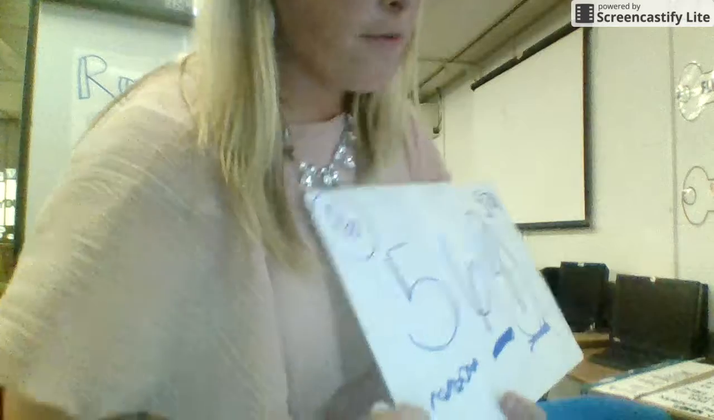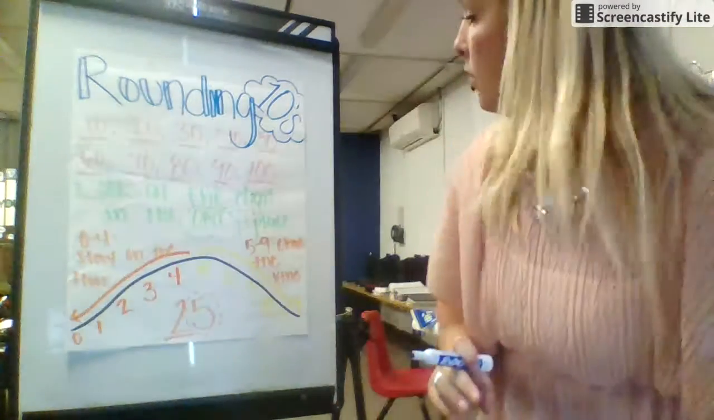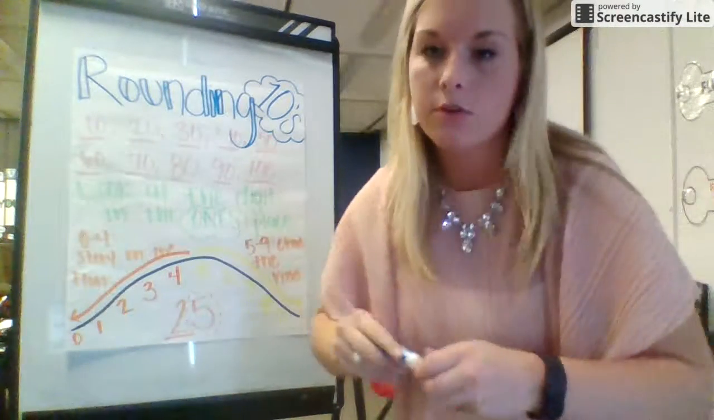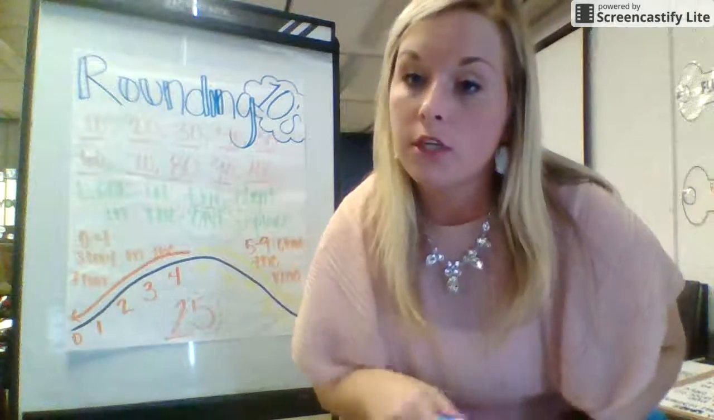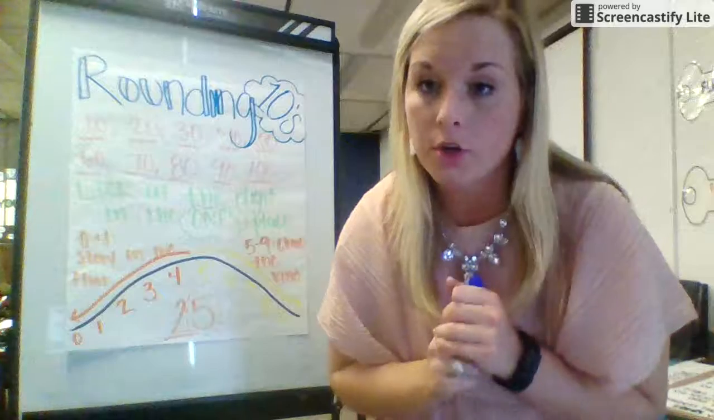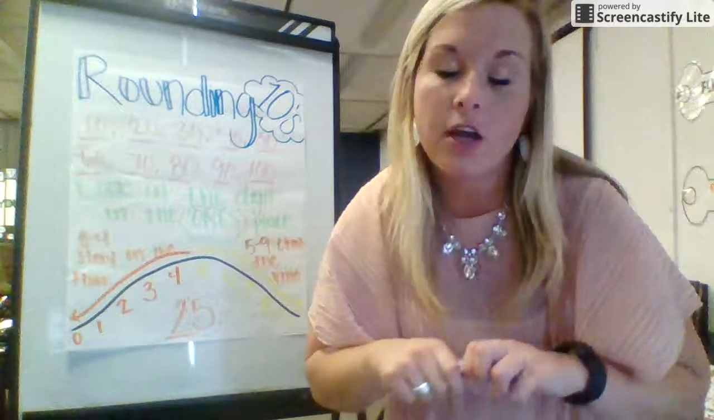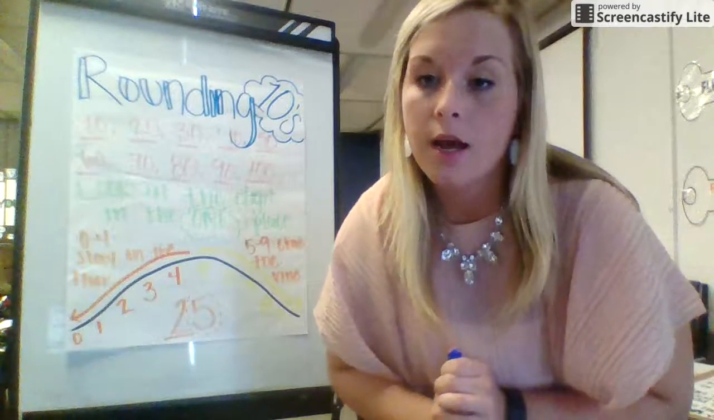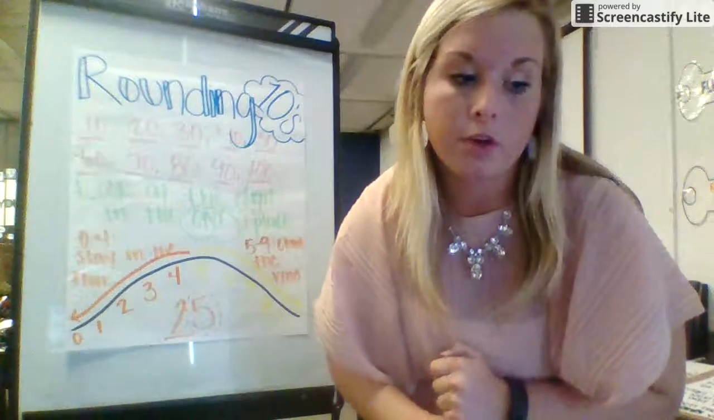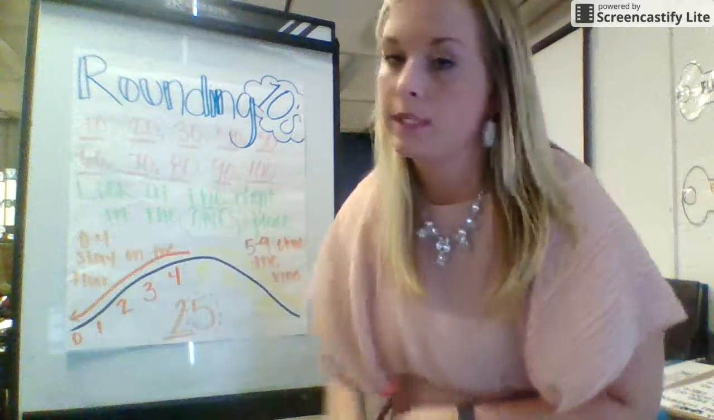So remember, 5 through 9, climb the vine. 0 through 4, stay on the floor. Make sure you are circling your 1 spot to help you determine whether or not you are going to go up or stay. And underline your 10 spot. That is going to help you when you are trying to decide what two 10 spots you're going to be in between.